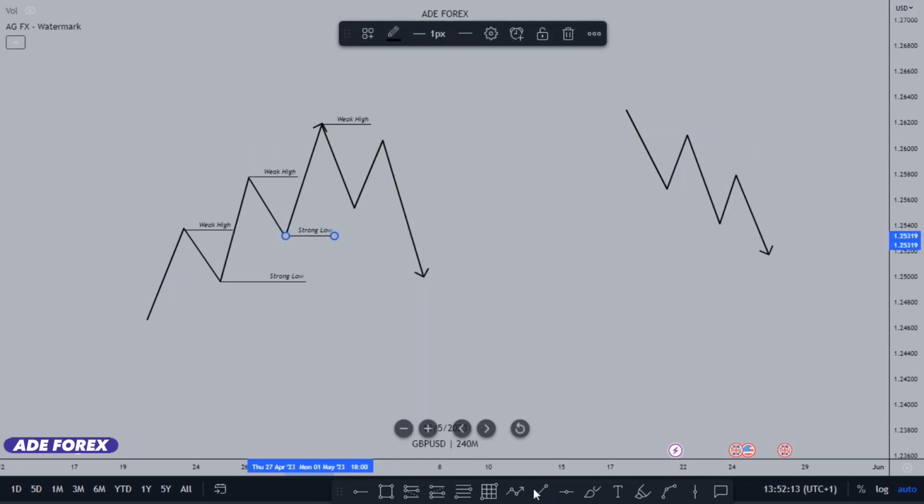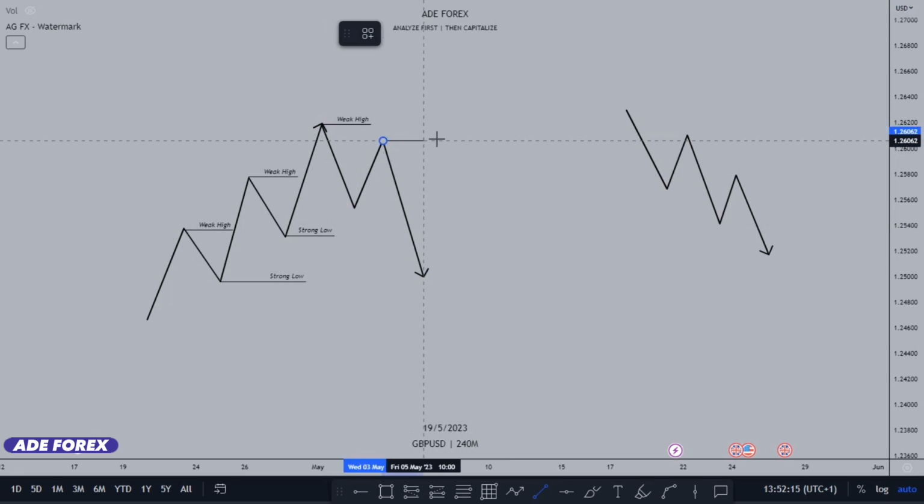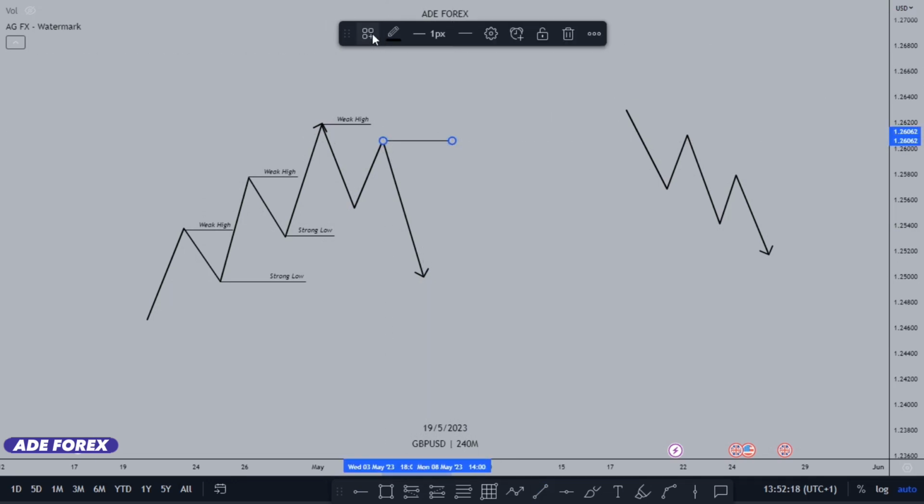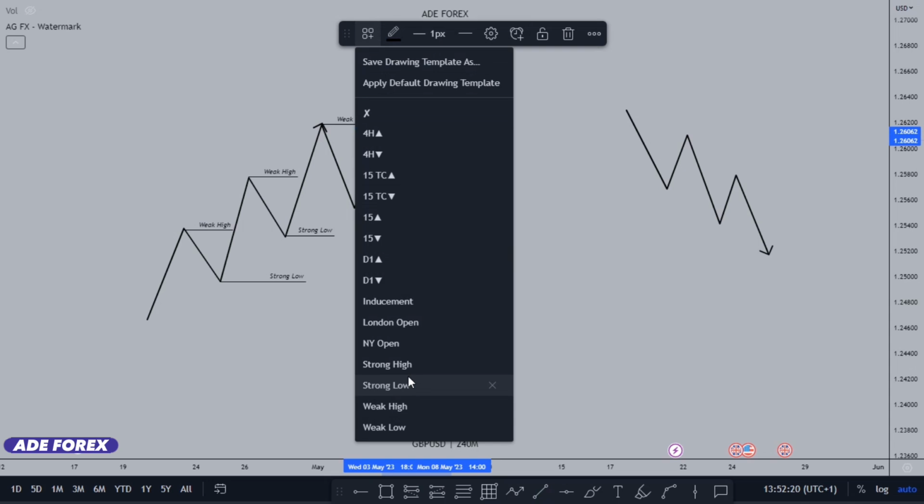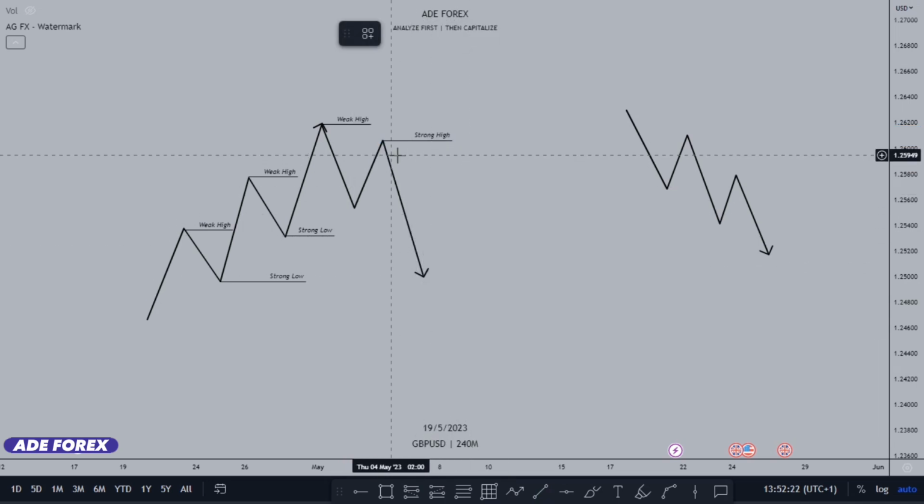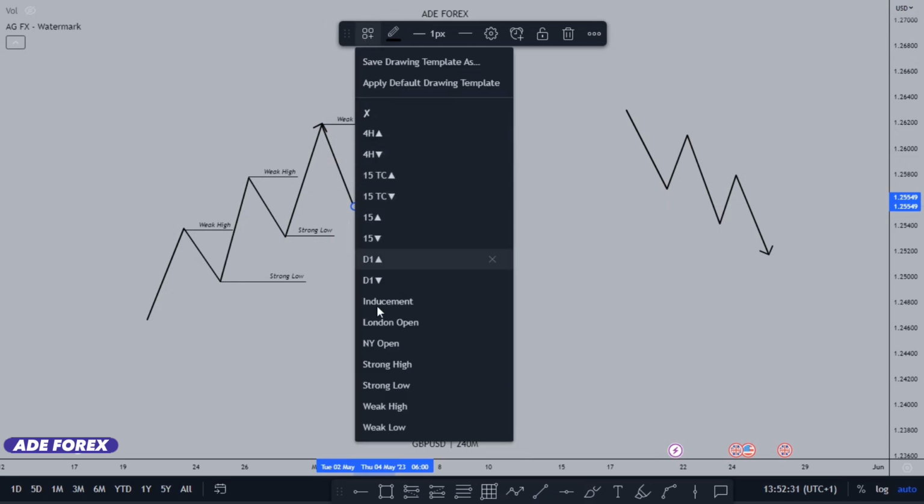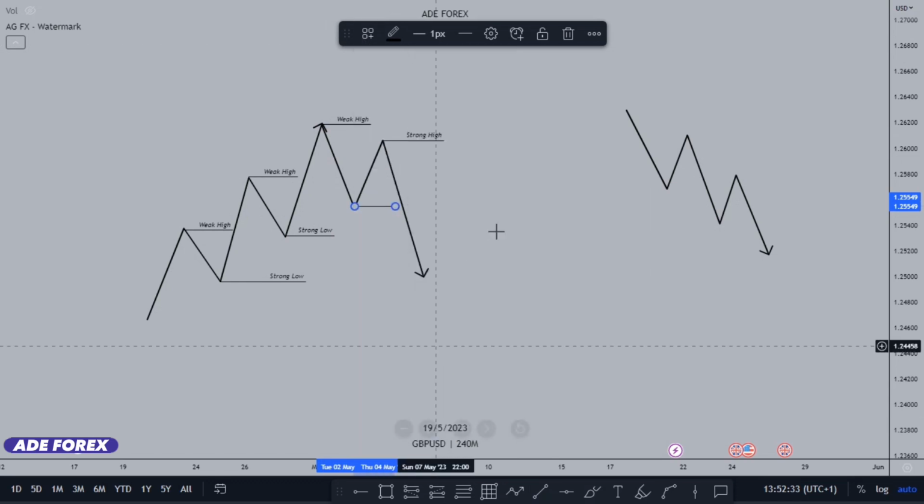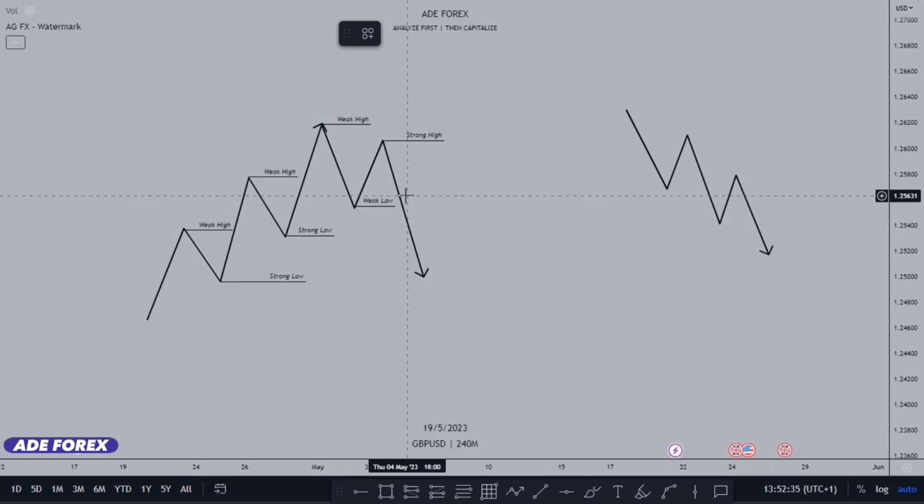Okay, so this is now where the bearish scenario comes in. This is now a strong high, because we're able to break this low. So this is now a weak low. We are now currently changing structure. We are changing market structure from bullish to bearish.